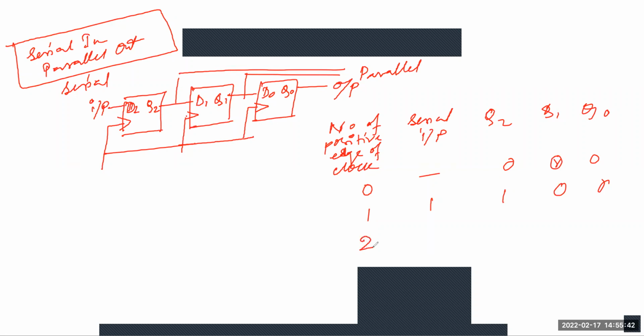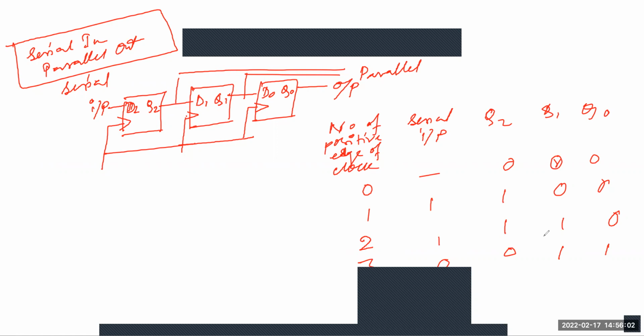The number of positive edges of clock is 2. So here the LSB is 1. So now Q2 is 1, and Q1 is also 1. The rest is 0. And for number 3, the serial input is 0, and the outputs are 0, 1 and 1.